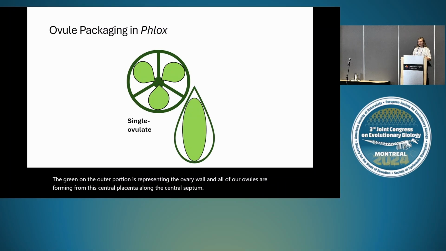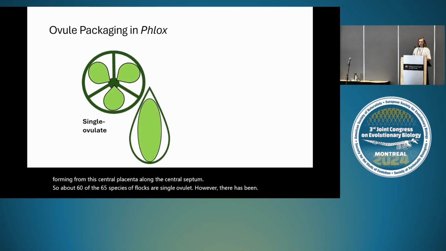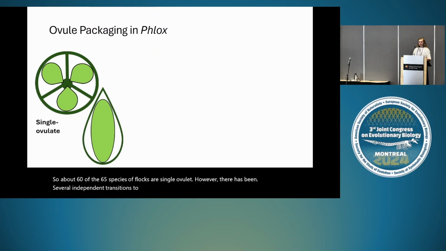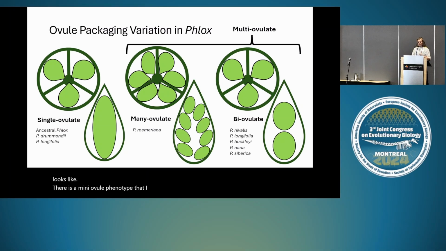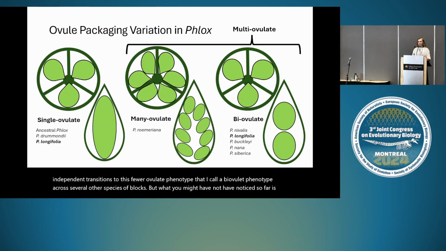About 60 of the 65 species of phlox are single ovulate. However, there have been several independent transitions to packaging multiple ovules per locule, and this is what this looks like. There is a many-ovulate phenotype that I see in Phlox romeriana, but there have been several independent transitions to this fewer ovulate phenotype that I call a biovulate phenotype across several other species of phlox. But what you might not have noticed so far is that I've actually listed Phlox longifolia under 2 of these categories, the ancestral state being single ovulate, and this multi-ovulate state being the derived phenotype.